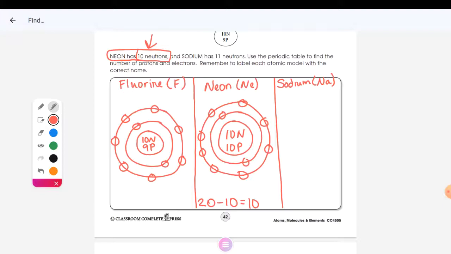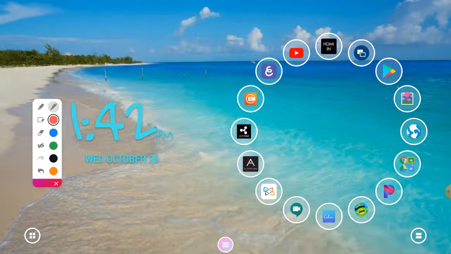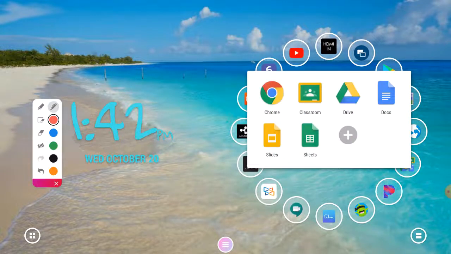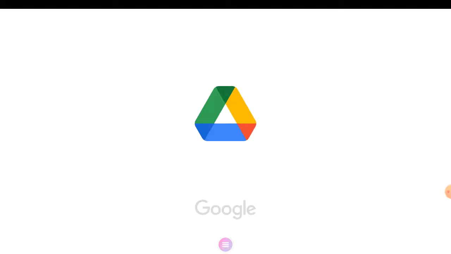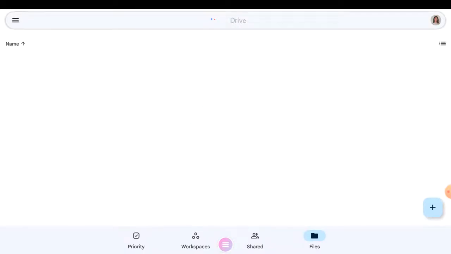While you're doing that, I'm going to get the next thing pulled up. So you're trying to draw the sodium model. Remember, if you can't find it in the little words, look for the abbreviation or the symbol, the Na. It's a lot bigger.